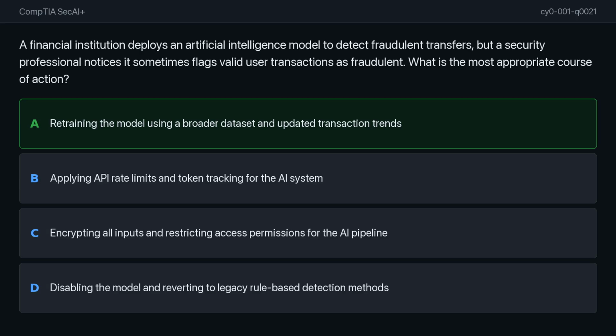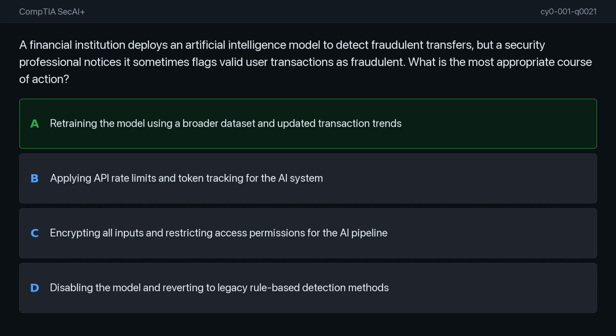When looking at the options, I believe the correct answer is option A. When an AI-based system produces false positives by blocking legitimate transactions, retraining the model with a richer dataset is the most effective approach. By incorporating recent and diverse transaction patterns, we can significantly improve classification accuracy and reduce these operational errors. Now, let us review why the other options are incorrect.